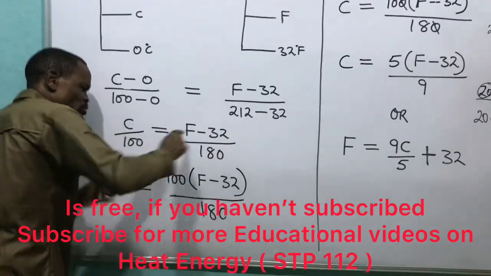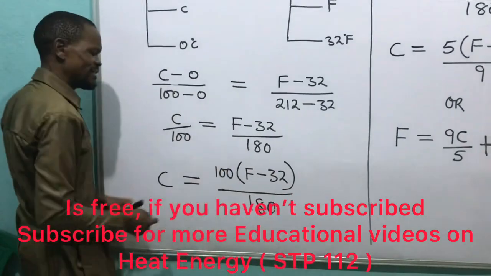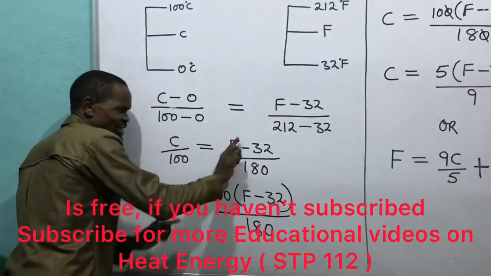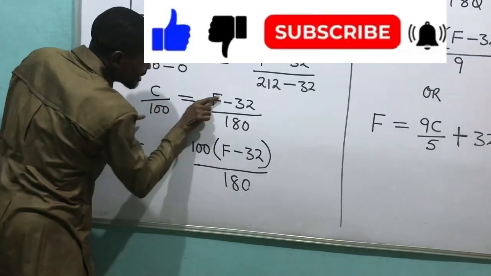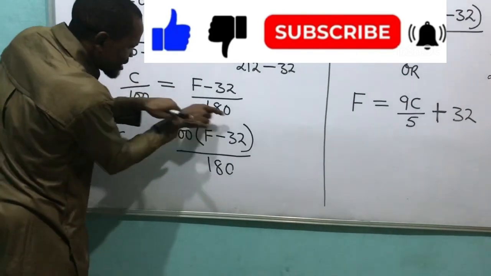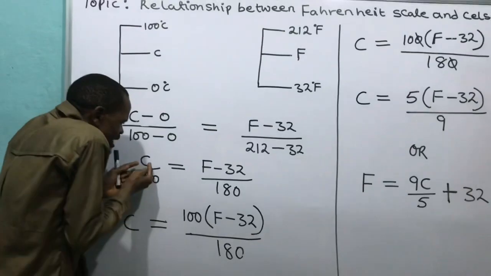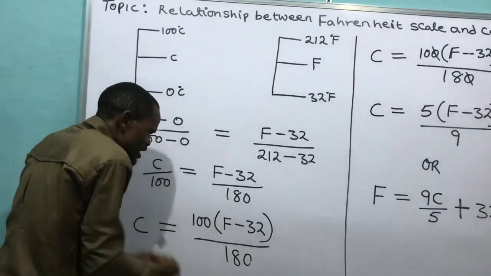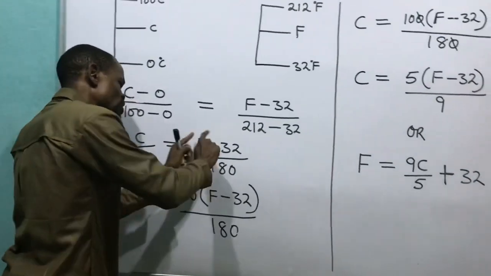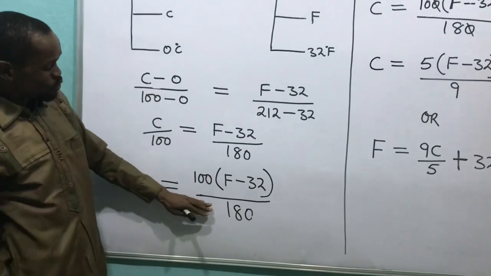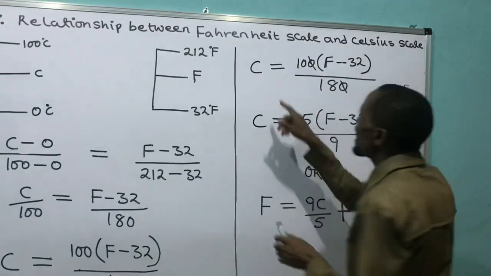Then I will now do cross multiplication. What do I mean by that? This times everything here, and this times 180. So 100 times everything up there, and I have to put it in brackets, times 180 times C. Then I put this in brackets, take this to this, and close the bracket. That's what we call cross multiplication.